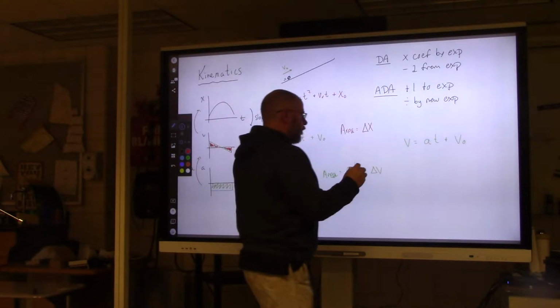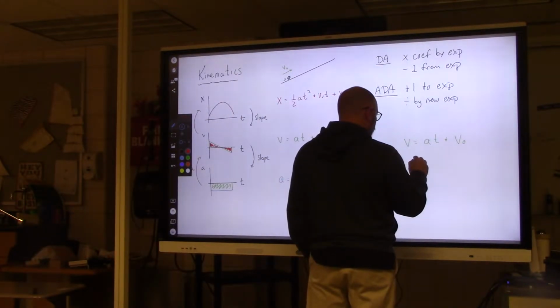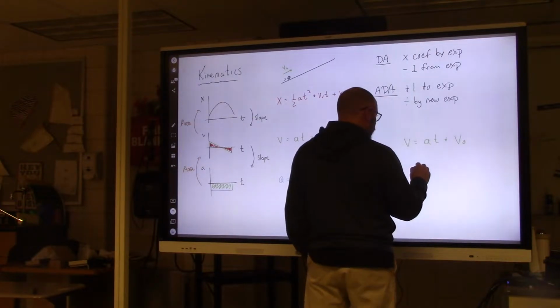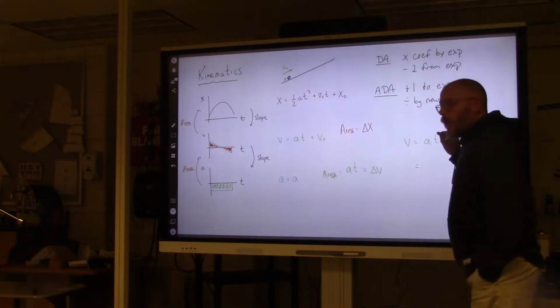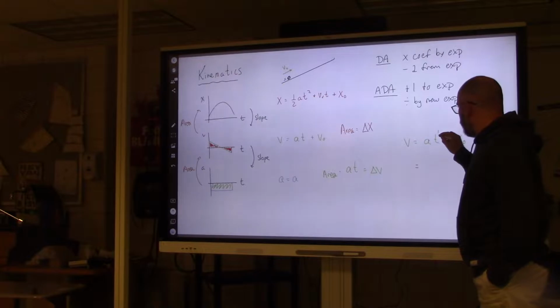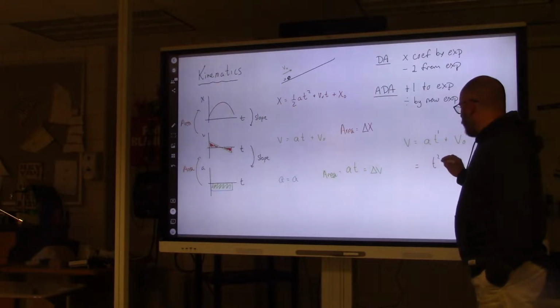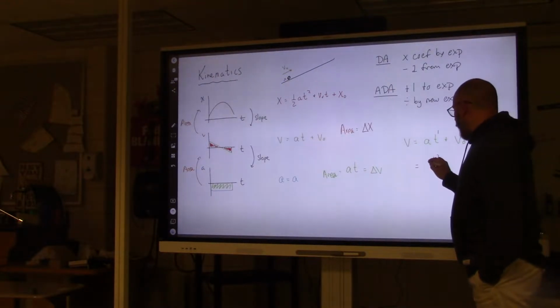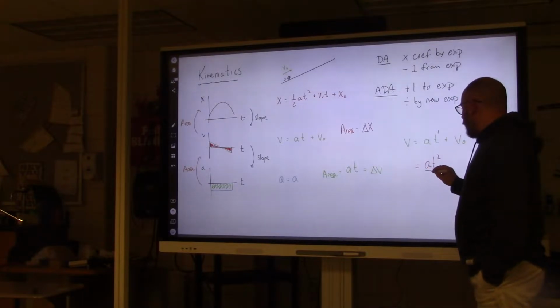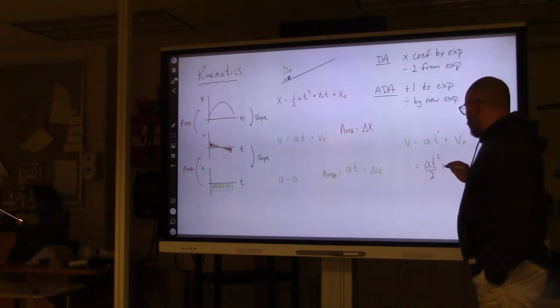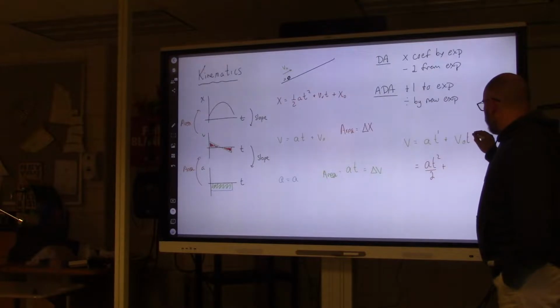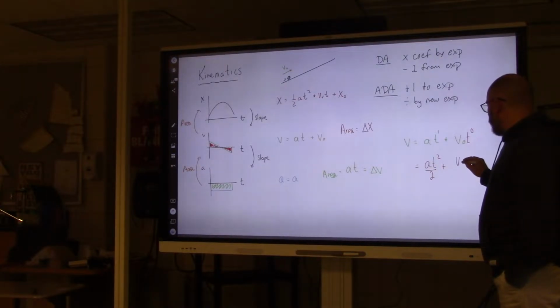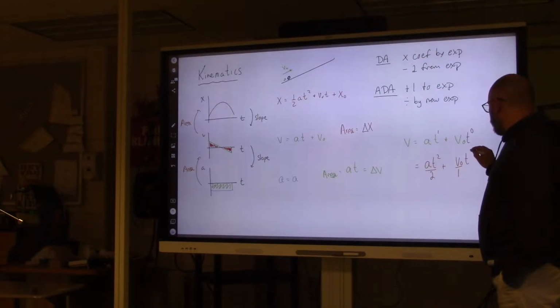okay, I'm going to add 1 to this exponent. So this is t to the 1, so I end up with t to the 2. So I have at to the 2, and then I divide by my new exponent. This is t to the 0, so I have v0. I'm going to add 1 to it, so I'm going to divide by 1.